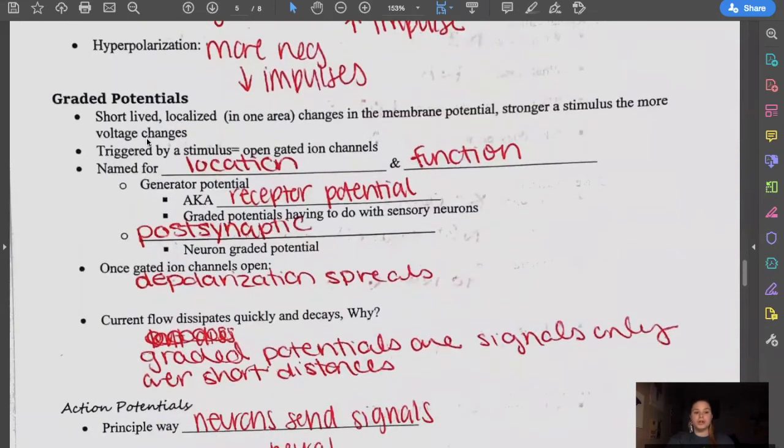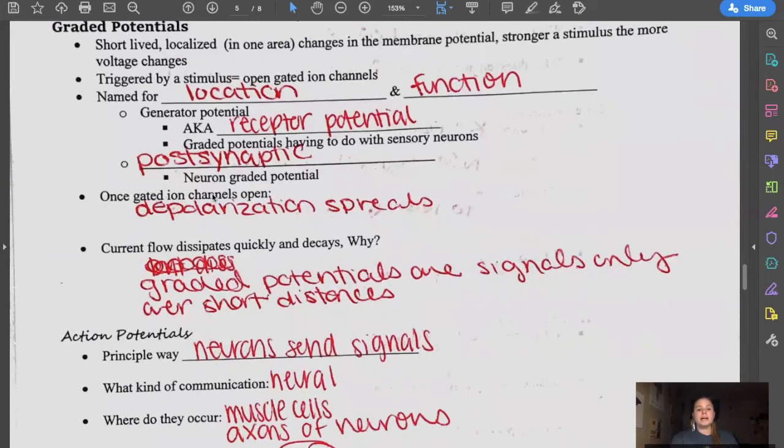So our graded potentials are short-lived, they're localized, right? And they have stronger stimulus and more voltage changes, right? So the triggered stimulus equals an opening of gated ion channels, right? They're named for their location and their function. We have a generator potential and we have a postsynaptic potential, right? So the generator potential is also known as a receptor potential, and these have to do with sensory neurons, okay? Think of a generator: it starts something, it starts a process, it starts the AC, it starts the gas. So it's a sensory neuron. It has to do with us receiving information, a receptor potential. And then postsynaptic, meaning after the synapse, is a neuron graded potential, okay? So it's afterwards.